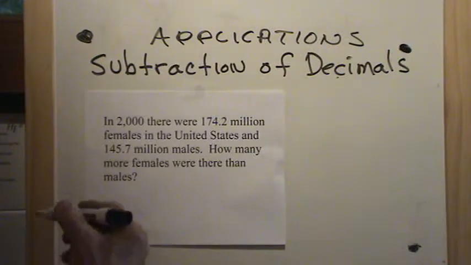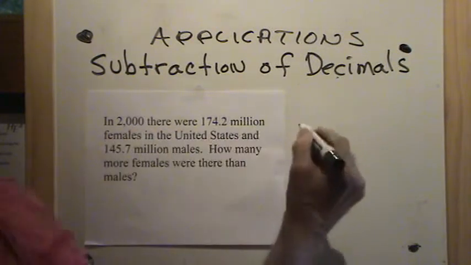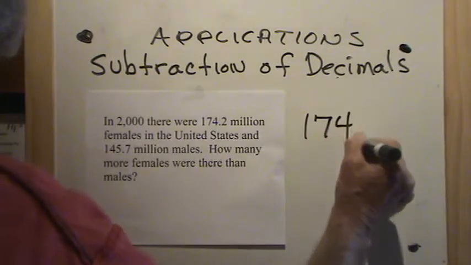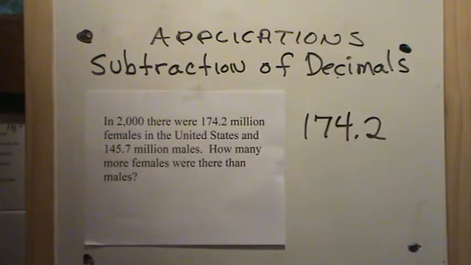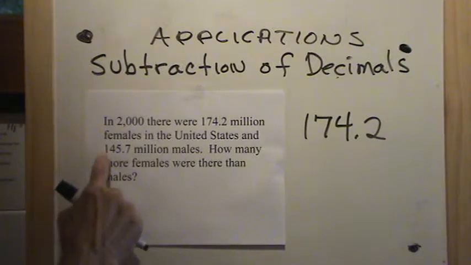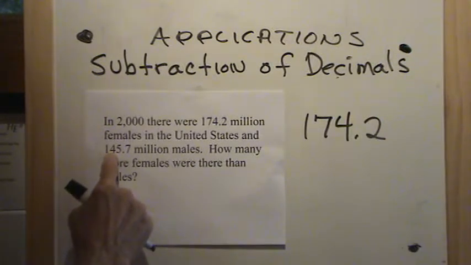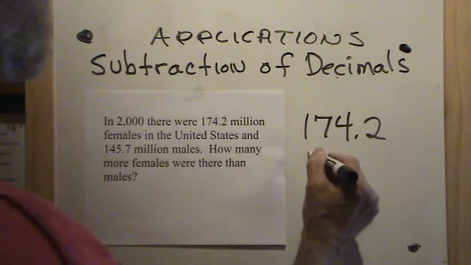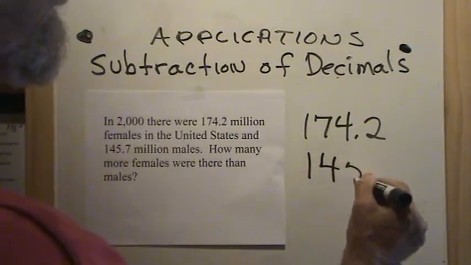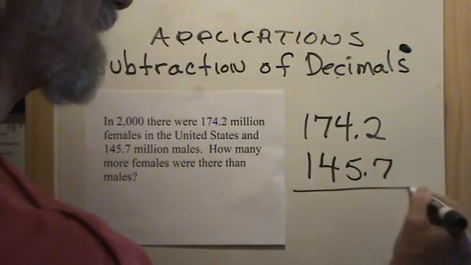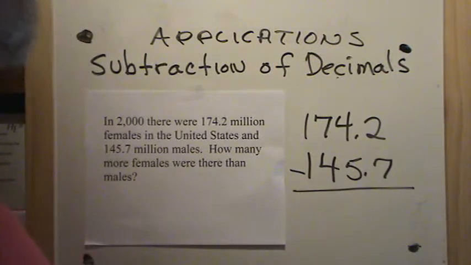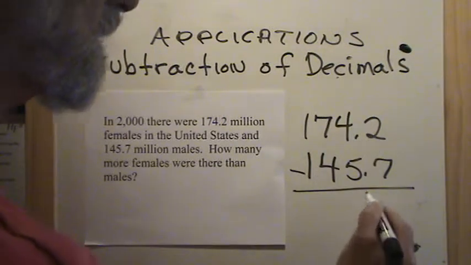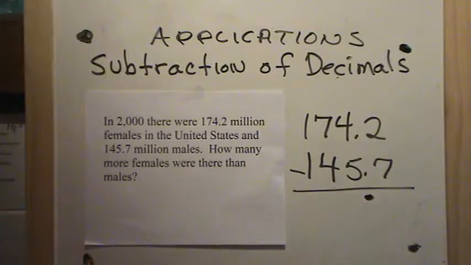Okay, good. Well, let's take a look. In 2000, we had 174 and 2/10 million females in the United States. And we had 145 and 7/10 million males. And we want to know how many more females. So if we subtract the males from the females, we'll find out how many more females there were. Well, I've lined up my decimals. Put my decimal down here to make sure in the answer.